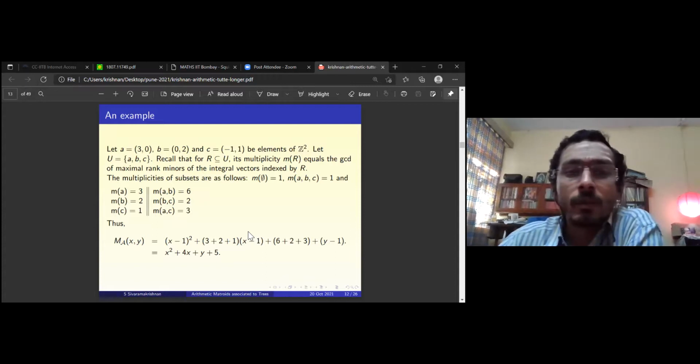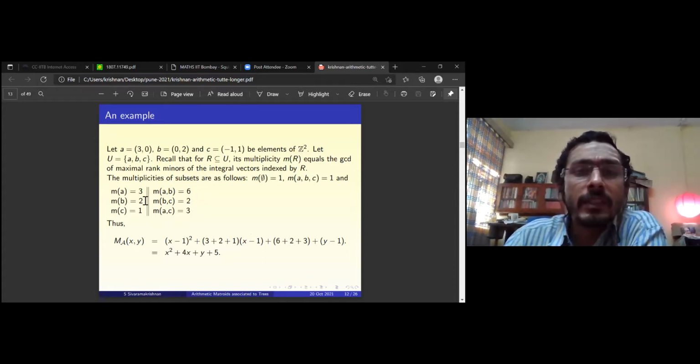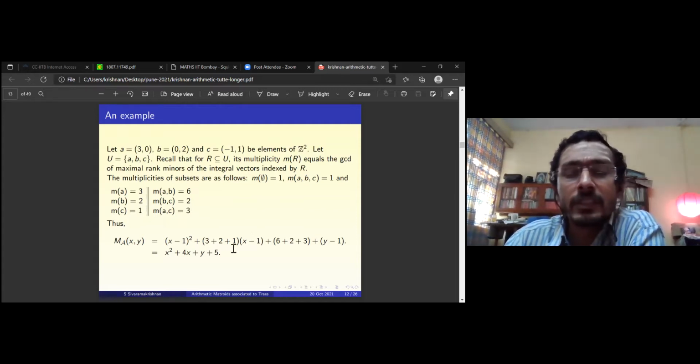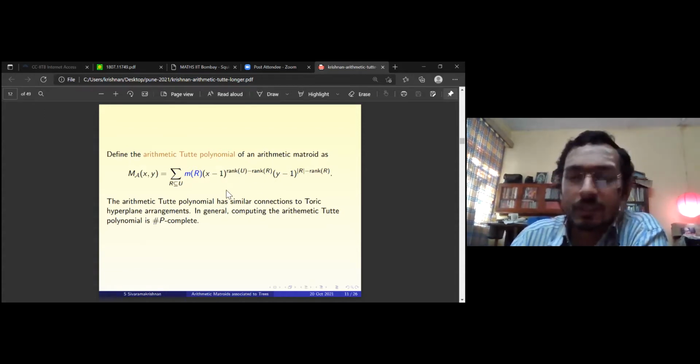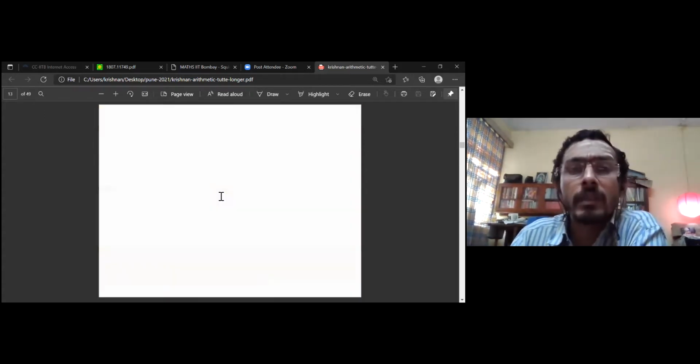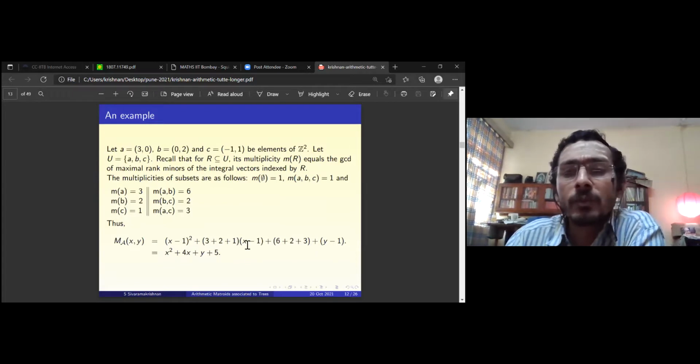So the singleton sets, let's say A, B, and C, give me 3, 2, and 1, their multiplicities. Let's see why it gives x minus 1. It's x minus 1 to the power rank of U minus rank of R, which is 2 minus 1, and y minus 1 to the power 1 minus 1, which is 0. Sorry, I went behind. So this gives 3 plus 2 plus 1 times x minus 1. Is this okay? Likewise, you can check the remaining.